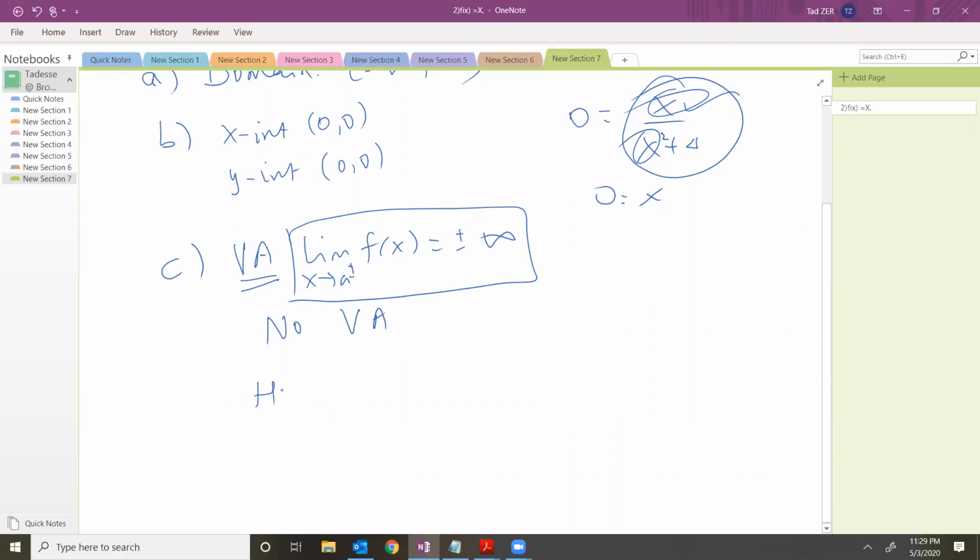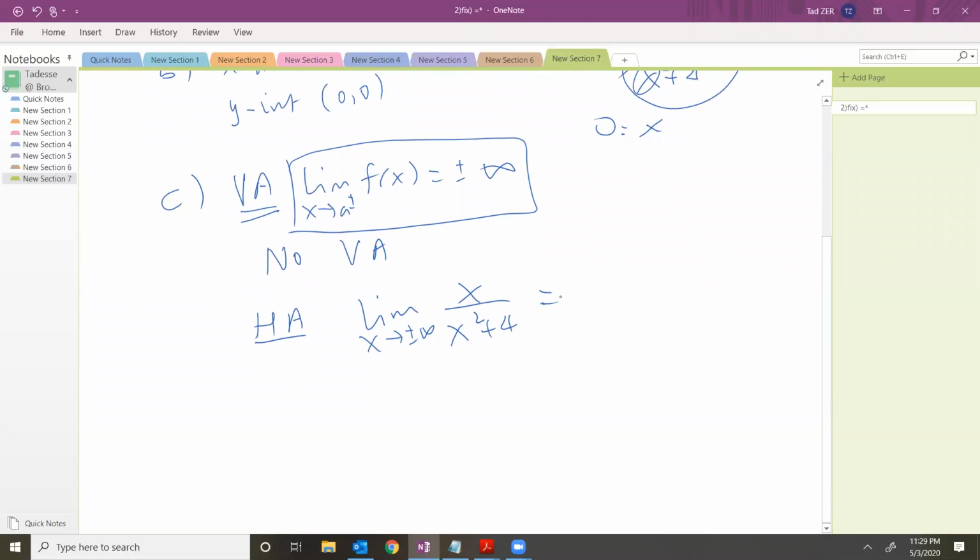For the horizontal asymptote, I have to find the limit of x over x squared plus 4 as x approaches either infinity or negative infinity. So limit at infinity, this is the end behavior. What you need to do is divide both the numerator and the denominator by the term with the highest exponent, in this case x squared. That would give me the limit of x over x squared divided by x squared over x squared plus 4 over x squared. So I'm dividing both the numerator and the denominator by x squared.